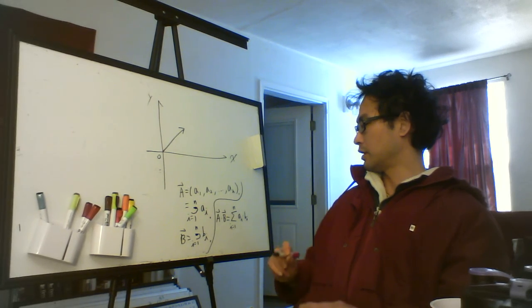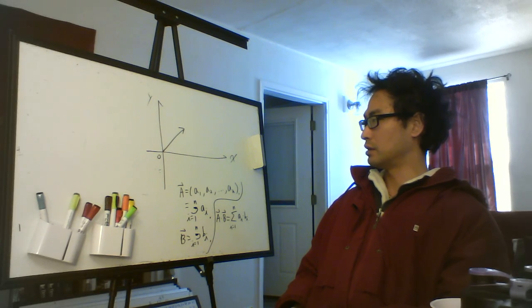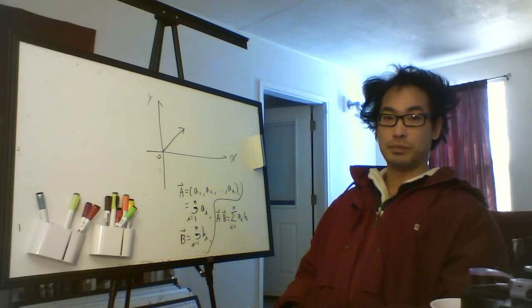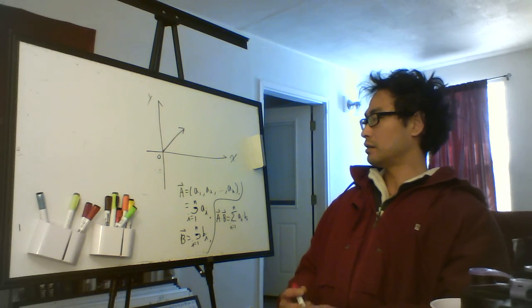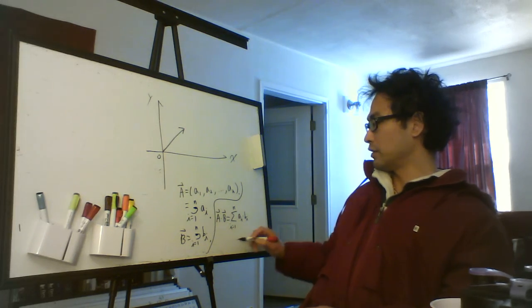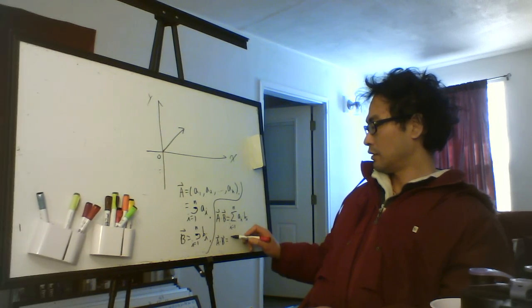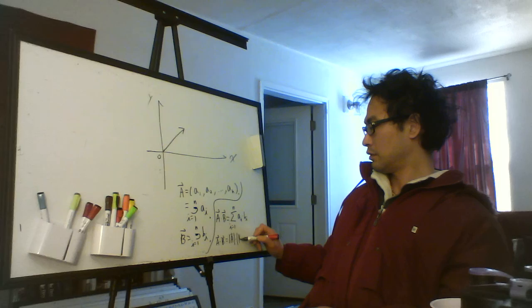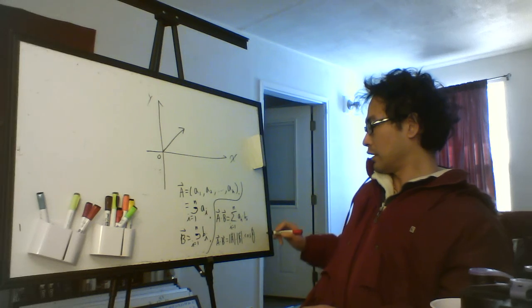Plain vanilla multiplication. So that's the algebraic definition of the dot product. The geometric definition I already showed you: A times B times cosine theta, right? Now, let's make the connection between the algebraic definition and the geometric definition. Theta is the angle between A and B.